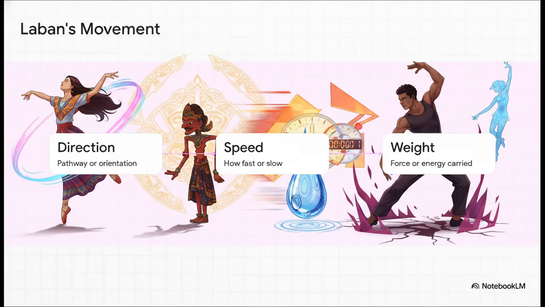Now, to truly decode dance, you need to know Rudolf Laban's framework of movement and meaning. Just think about these 3 elements. First, direction. Is the dancer moving in sharp, direct lines, or are they using curving, indirect pathways? Second, speed. Is it a frantic rush, or a sustained, slow motion? And third, weight. Is the movement heavy and grounded, or light and airy?